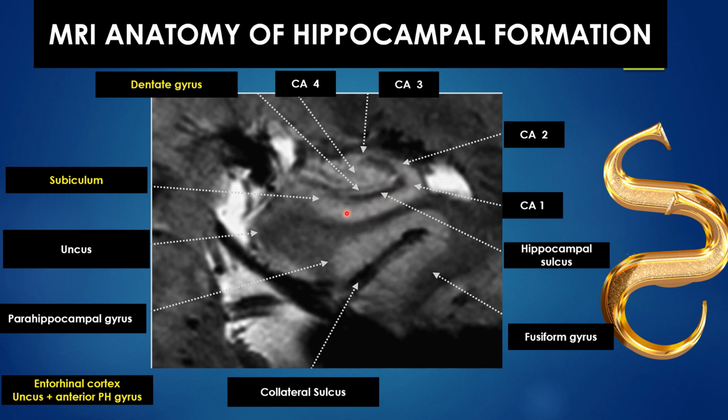As you go inferiorly, the first turn is going to be the subiculum. The next turn is going to be the uncus. The third turn is going to be the parahippocampal gyrus. Subiculum, uncus, parahippocampal gyrus. Okay, all these three things are together.